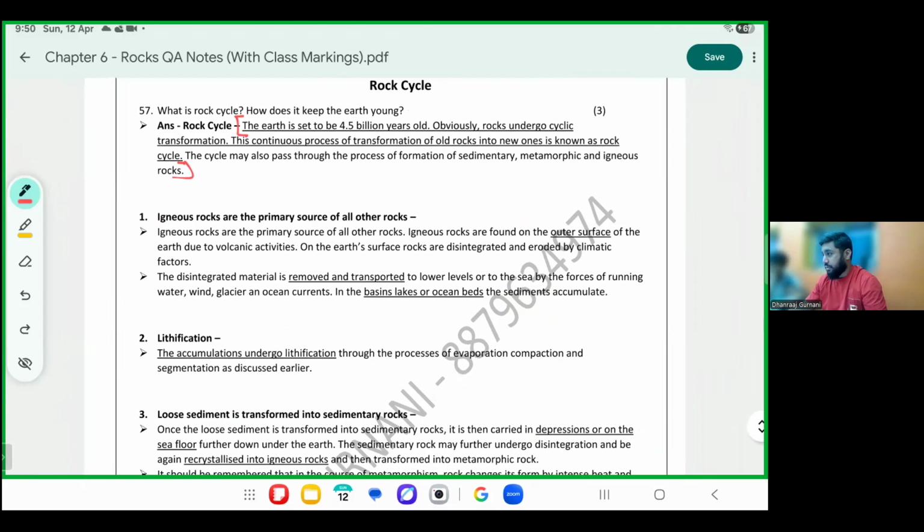Is that a rock? No, that's not rock. Molten material is called magma or lava. When it cools down and solidifies, it becomes rock. It cannot be both; you have to classify it either under igneous, sedimentary, or metamorphic. So find the source of formation. If it is a volcano, it is igneous.